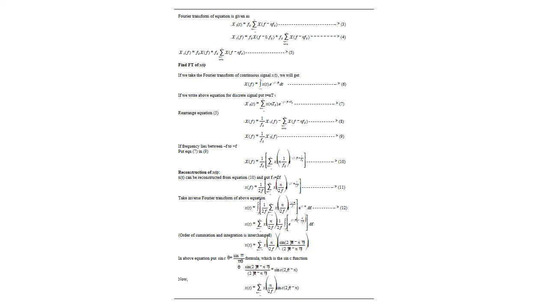So we have to find out the Fourier transform for x(t). So first we have to take the Fourier transform of the continuous signal, that is x(t).